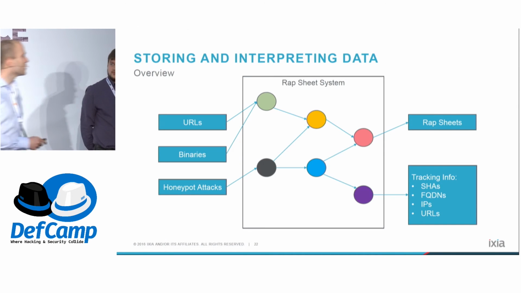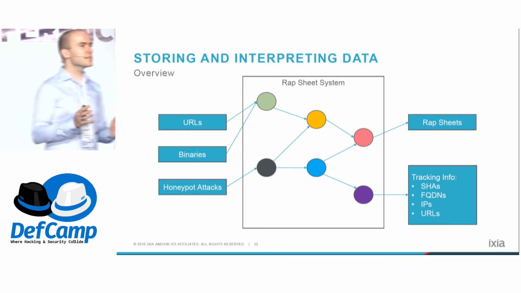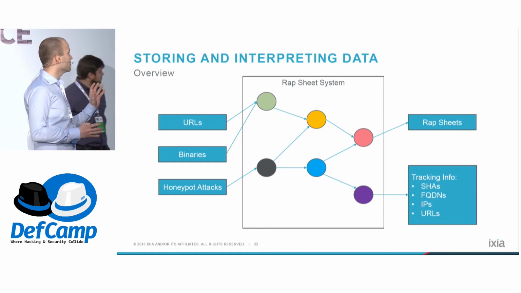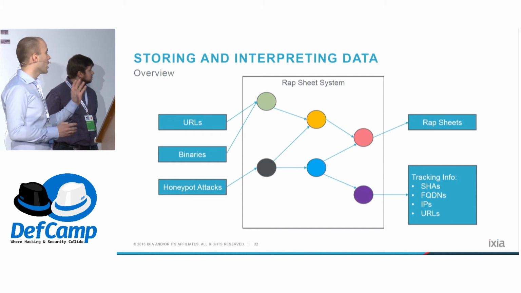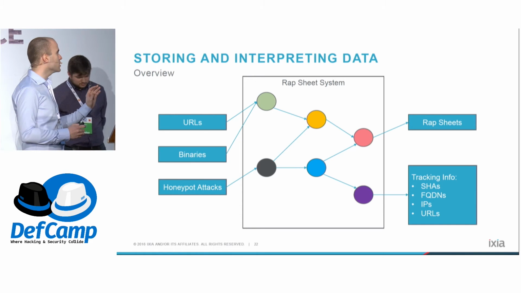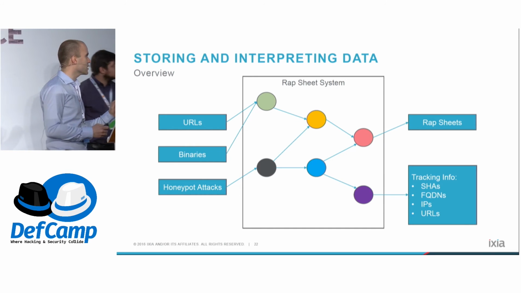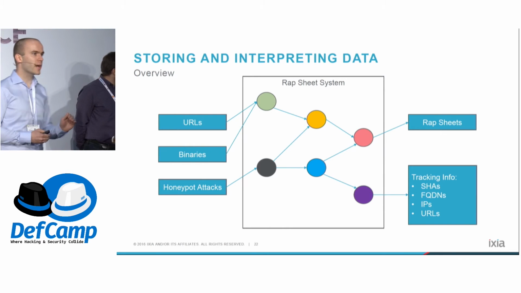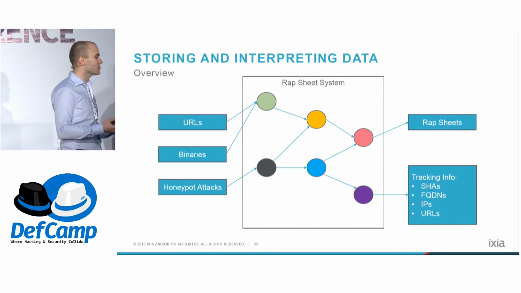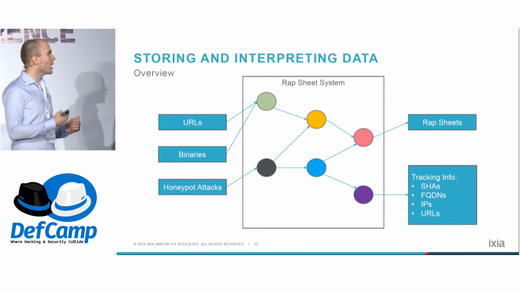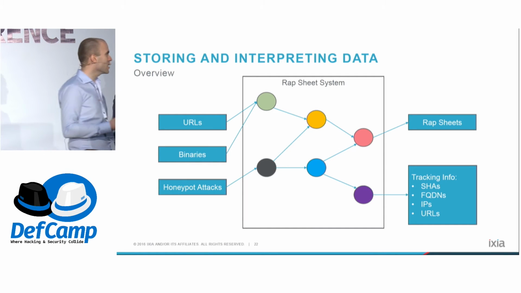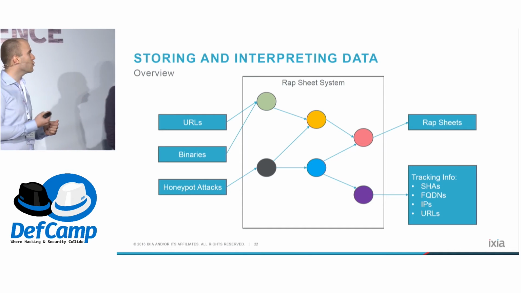Let's see. So if you take a look at our system from a 10,000-mile view, you'll see that it basically takes in URLs, binaries, and honeypot attacks, processes them through multiple nodes in the system, and then produces at the end RAP sheets, as well as tracking information for different entities or items within our system. So we track a lot of binary hashes in the form of SHA-256 hashes, domains, IPs, and URLs.